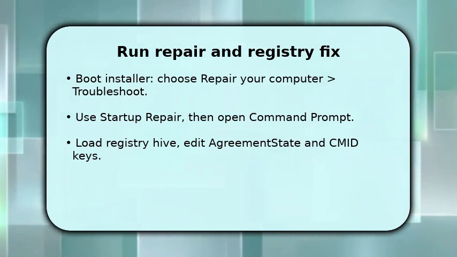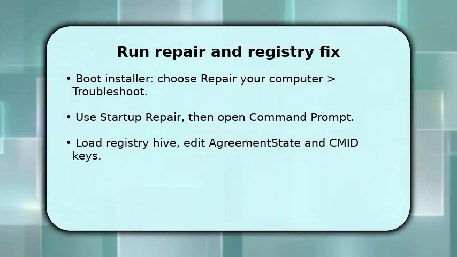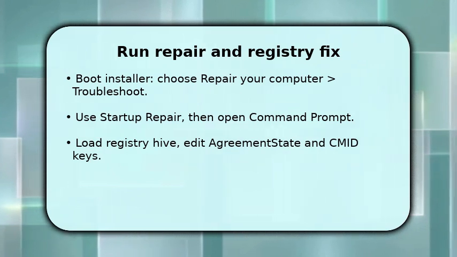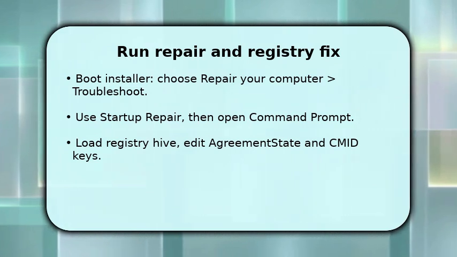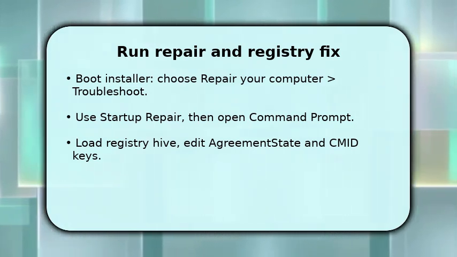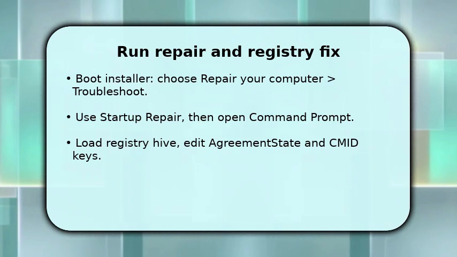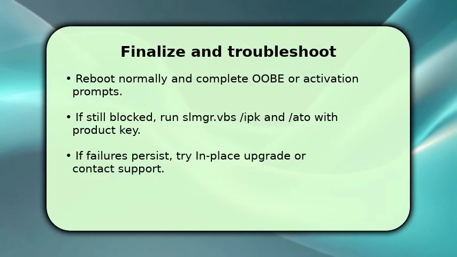Once loaded, navigate to the Microsoft Software Protection keys and set agreement state to 1 and clear or set CMIT appropriately. This forces Windows to reevaluate license terms. Save changes. You now reboot and complete any out-of-box experience or activation prompts.